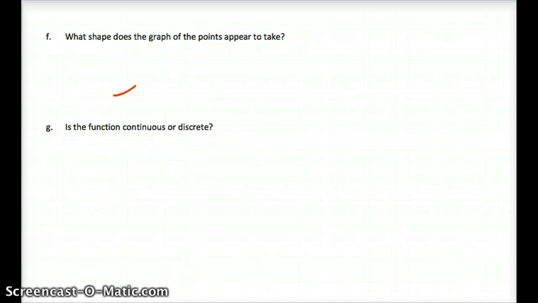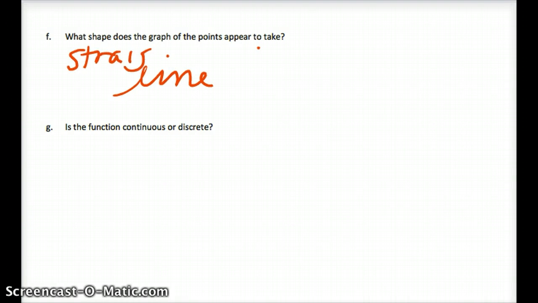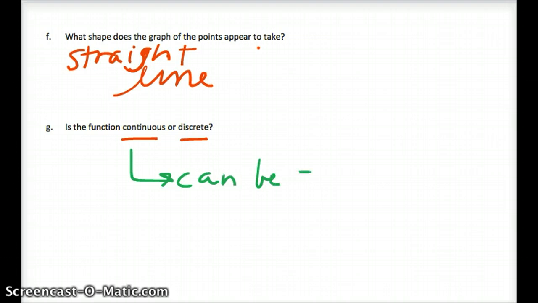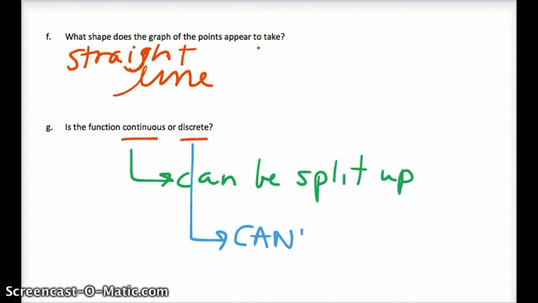What shape does the graph of the points appear to take? And it's a line. You could even say it's a straight line. But when we refer to a line, lines by definition are straight. Is the function continuous or discrete? So those are 2 important vocabulary words. As a reminder, continuous can be split up, and discrete can't be split up.